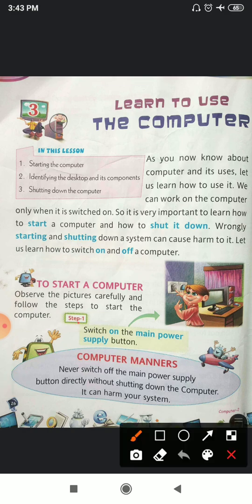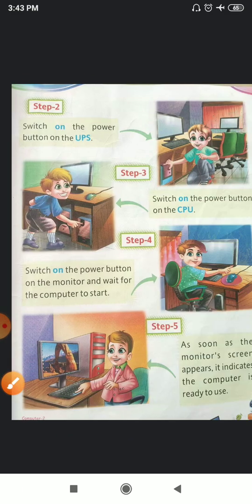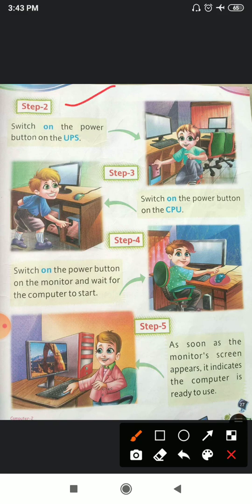So now back to step number 1, again I'm telling you what you have to do. You have to switch on the main power supply button here as you can see in the picture. Now next page. Step 2, what you have to do, switch on the power button on the UPS. Here is the UPS. The boy is switching on the power button on the UPS. So I hope all of you know the full form of UPS.